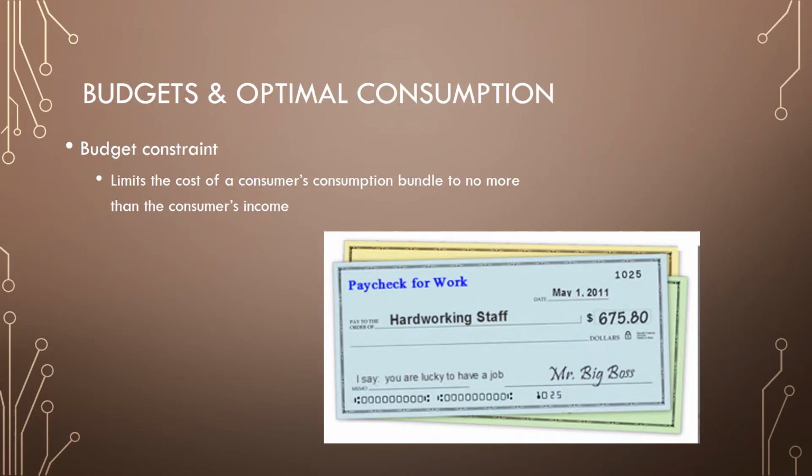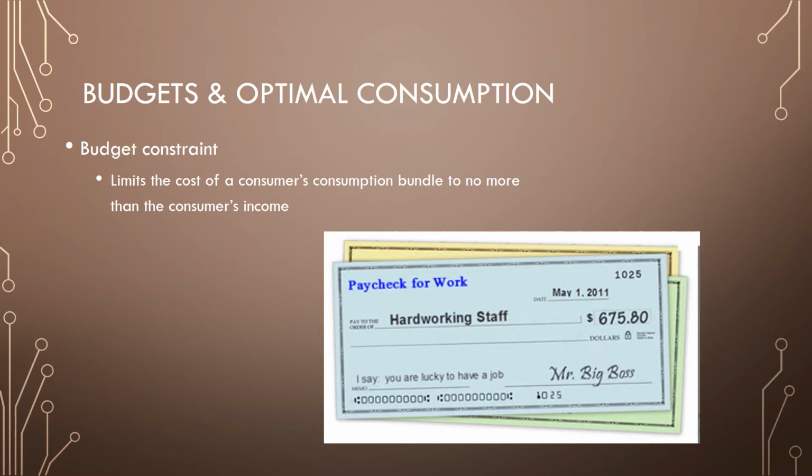All right, so the first thing that we need to keep in mind is that we have only a certain amount of money, and that's going to be called the budget constraint. That's going to be the first thing we need to know before we can figure out our optimal consumption bundle. Budget constraint limits the cost of a consumer's consumption bundle to no more than the consumer's income. So we're going to take it as the person's income, that's all the money that they can spend. So that will be our budget constraint.